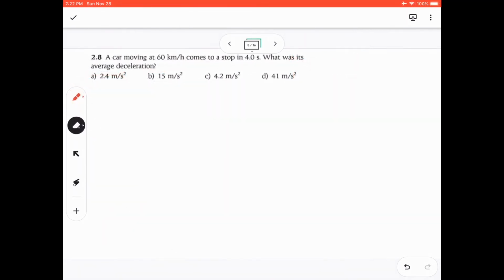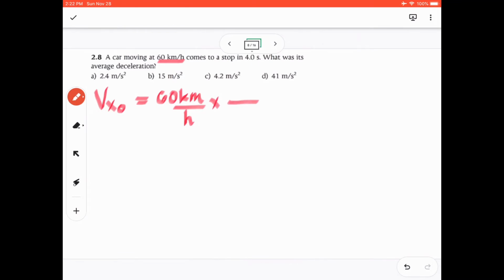2.8. A car moving at 60 kilometers per hour comes to a stop in 4 seconds. What was its average deceleration? So we have a given first, 60 kilometers per hour, so that's your Vx initial. It's in kilometers per hour, but your choices are in meters per second squared, so you have to convert this.